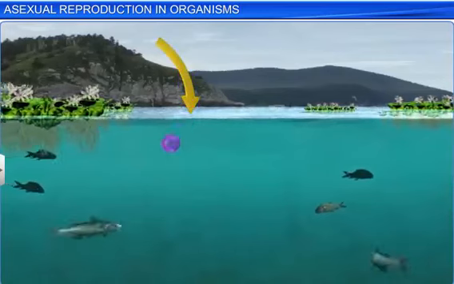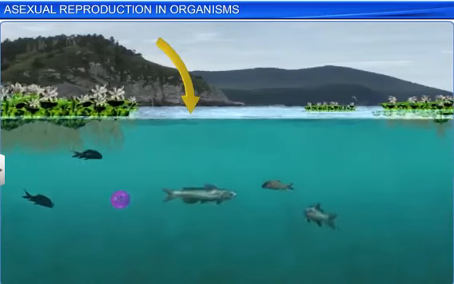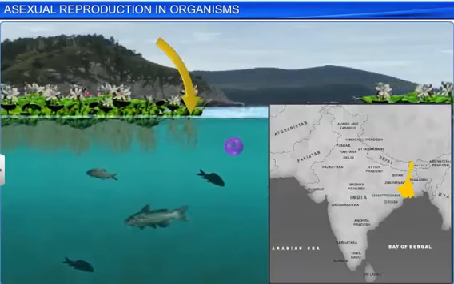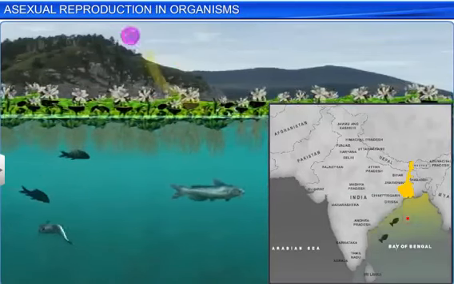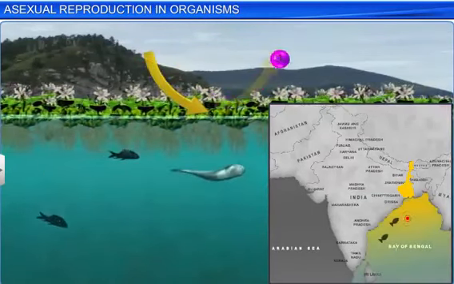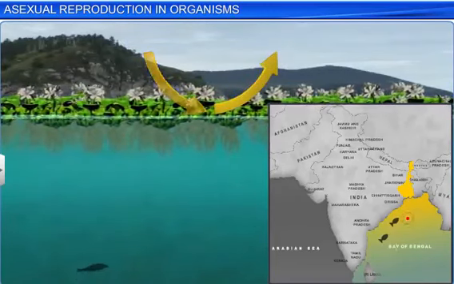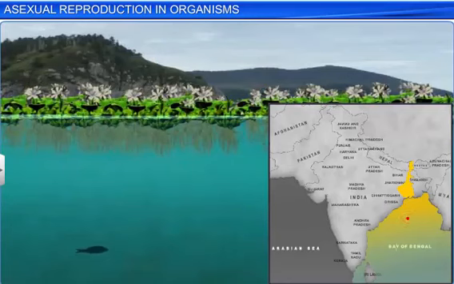Vegetative propagation, however, can turn into a problem in certain cases, like the fishermen of Bengal have discovered. Water hyacinth, an aquatic plant with a phenomenal rate of vegetative propagation, is choking the Bay of Bengal and killing millions of fish, thereby ruining the livelihood of the fishing community.